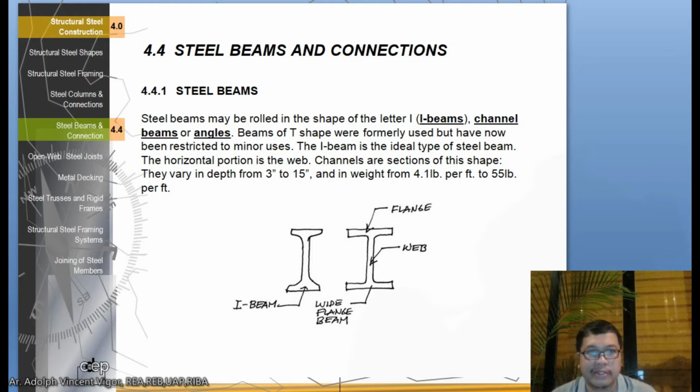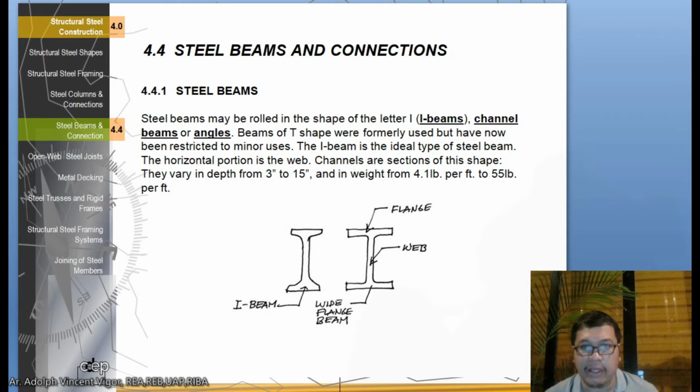So I'm going to discuss this week steel beams and connections. We'll discuss open web steel joist up to metal decking. These are materials, class, that we can review for the architecture board exam. I chose this PowerPoint because I think it will be helpful for you to learn, and it will also prepare you someday. Okay, so let's start with steel beams.